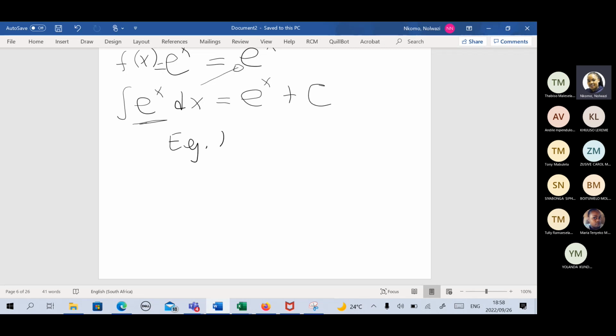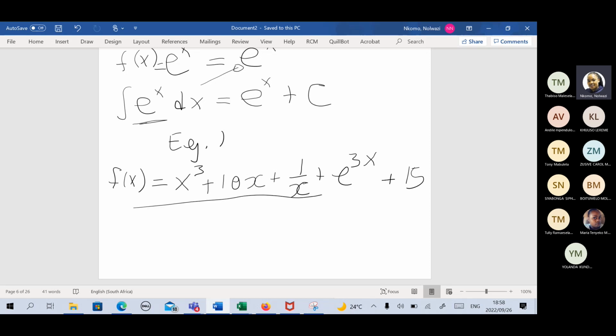Example 1. Suppose we are asked to find the integral of f of x is equal to x cubed plus 10x plus 1 over x plus e to the power 3x plus 15. Now, don't just check the function and assume you're asked to find a differentiation. Here I said we should find the integral, even though I'm giving you the function as f of x, not as f prime of x.